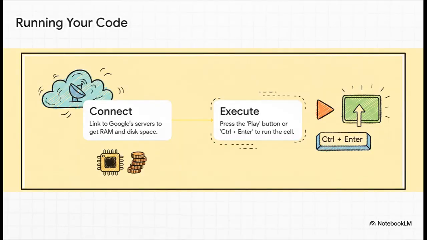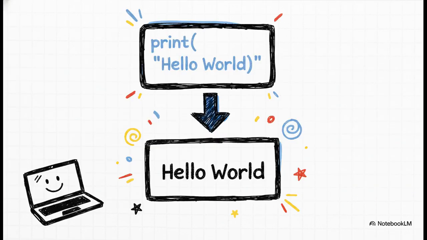Simple. Now, to actually run this code, first you gotta hit Connect. And this is the super cool part. You're basically telling Google, hey, lend me one of your powerful computers for a minute. It instantly gives you RAM and disk space on their servers. Once you see those little green check marks, you're good to go. Just click that play button or hit Control plus Enter. And boom, just like that, the output shows up right below the code cell. You've just written and run a Python program entirely in your browser. No installation, no fuss. How easy was that?